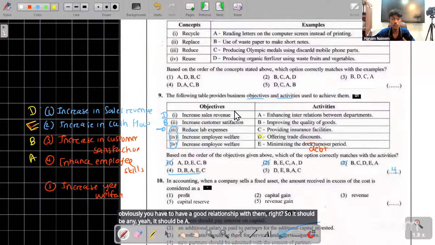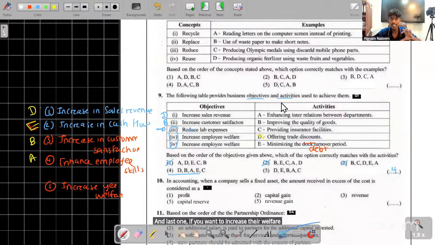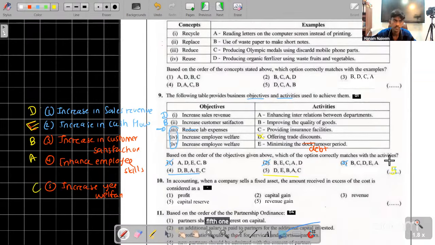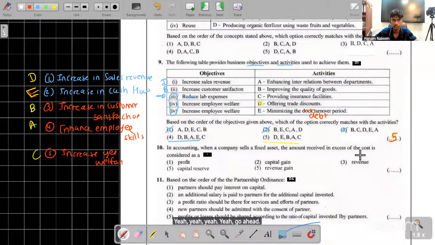And the last one, if you want to increase their welfare, that means apart from salary, any other stuff you can give to the employees, like providing insurance. So it should be DEBAC. The fifth one, right? Okay, the fifth one is the answer. Thank you.